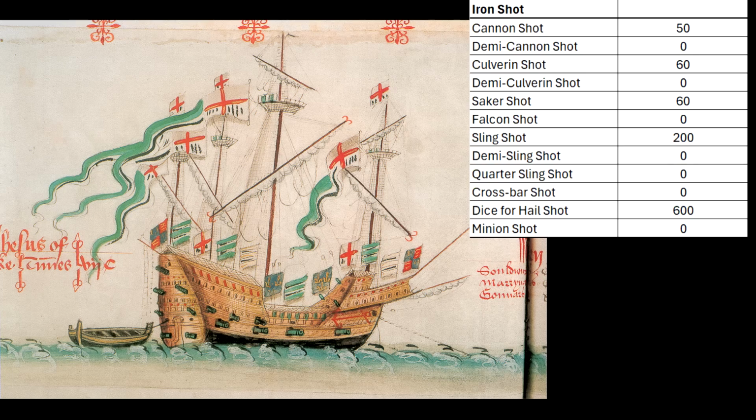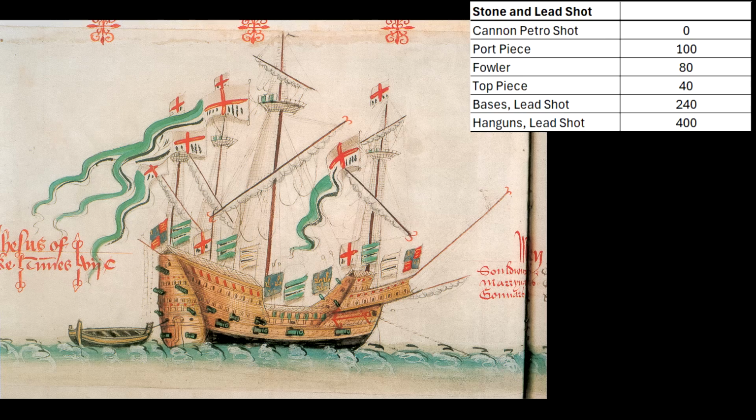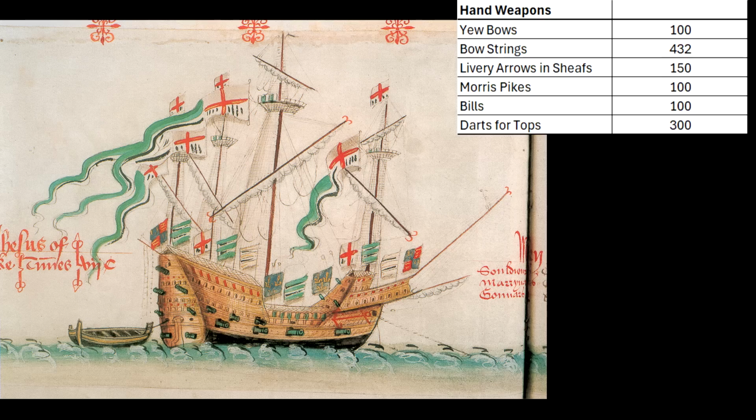Overall proportions of shot to guns seem to be roughly the same as on Mary Rose. At least in terms of iron shot, there's actually quite a high proportion of stone and lead shot, things like your top pieces and your port pieces. Yes, we've only got half as many port piece shot, but we have only a third as many port pieces, and there's twice as many shot for the top pieces. There is, however, quite a dramatic reduction in the number of hand weapons, about a third fewer pikes and bills, but also well over 50% reduction in bows and arrows.